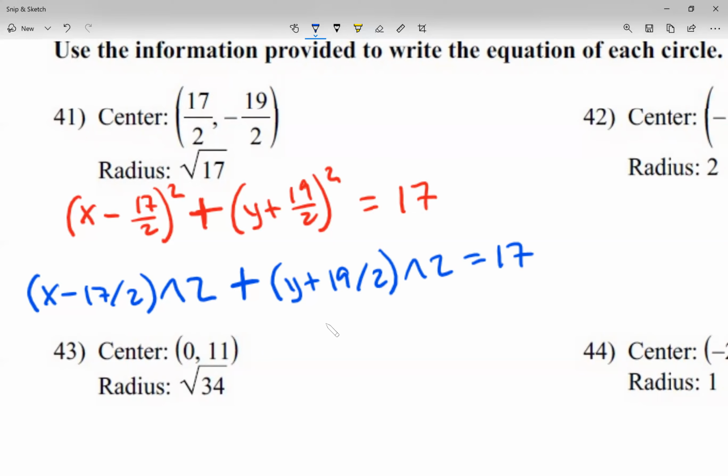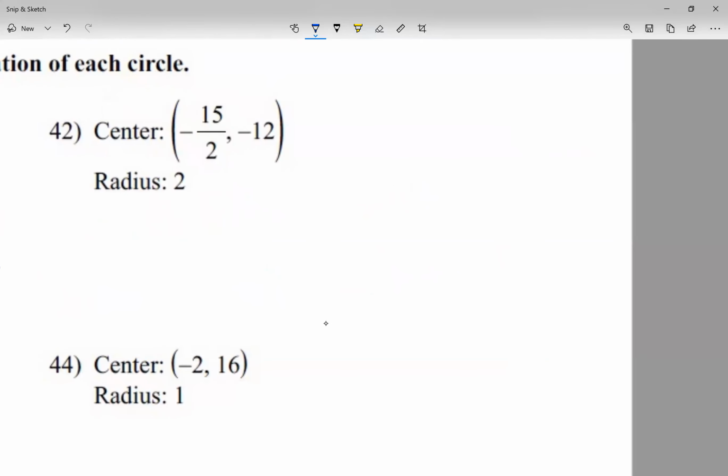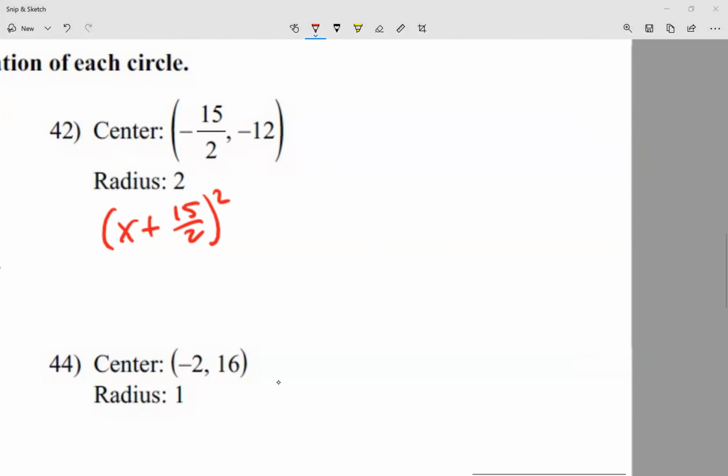All right, let's take a look at another example. Let's take a look at number 42. The way we write this, my first parentheses is going to be x plus 15 over 2, all squared. Notice I switched the sign. I have a question. Are there any spaces? No, it's all together. Thanks for asking that. All together.